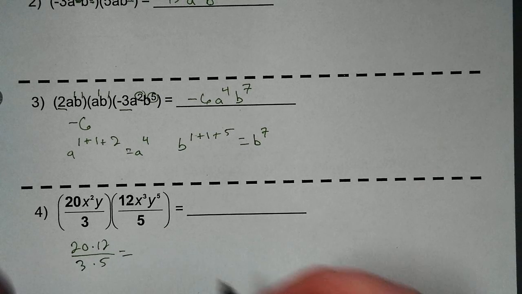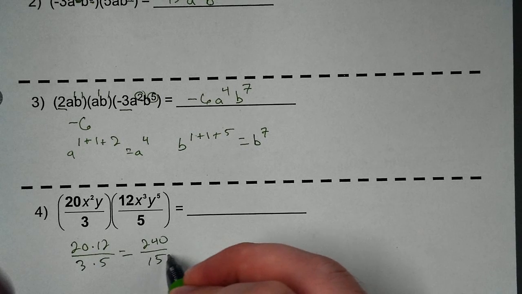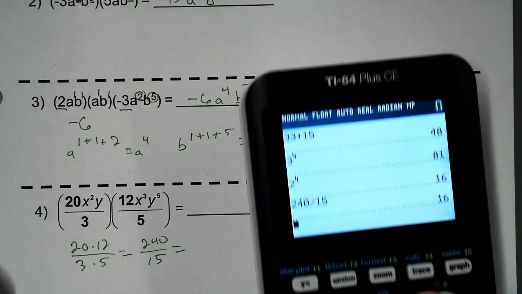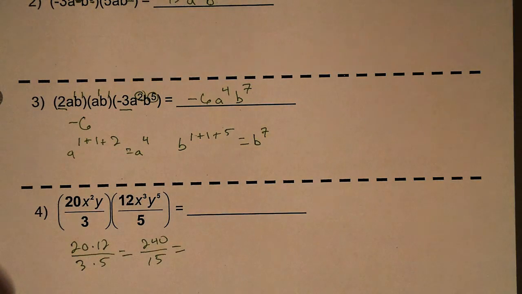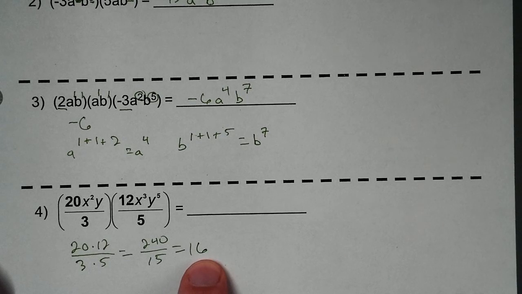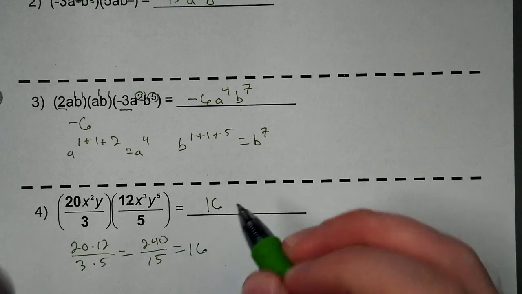Well, 20 times 12 is 240. 3 times 5 is 15. And 240 divided by 15 will get us 16. So 16 is our number. It's a whole number, so it doesn't need to go on the top and bottom. It just needs to go on the top. 16. Boom.